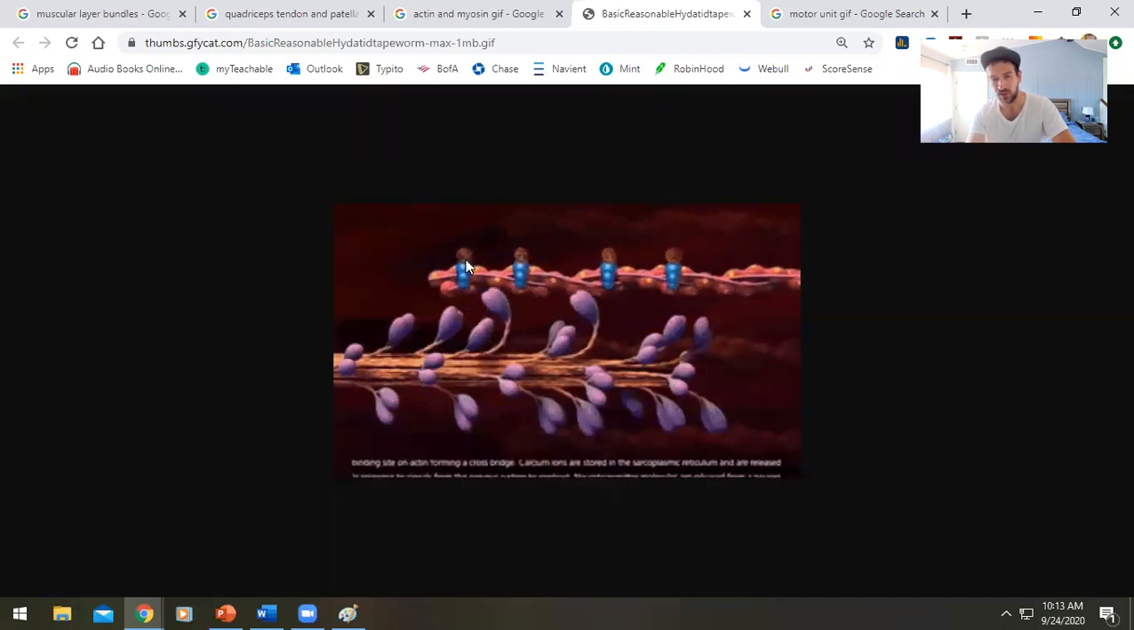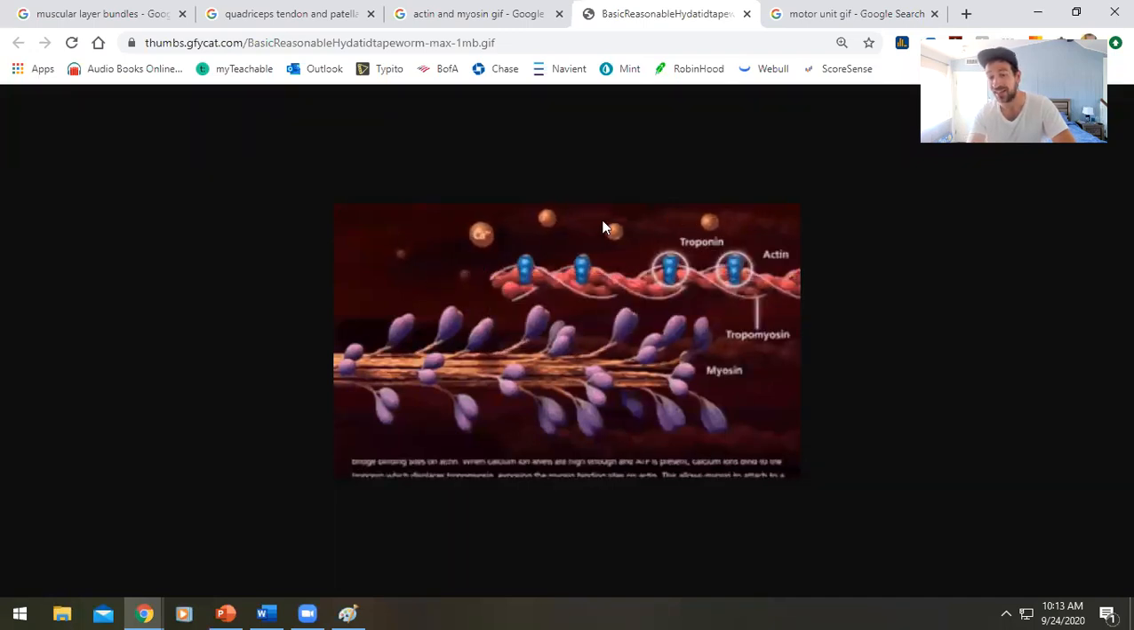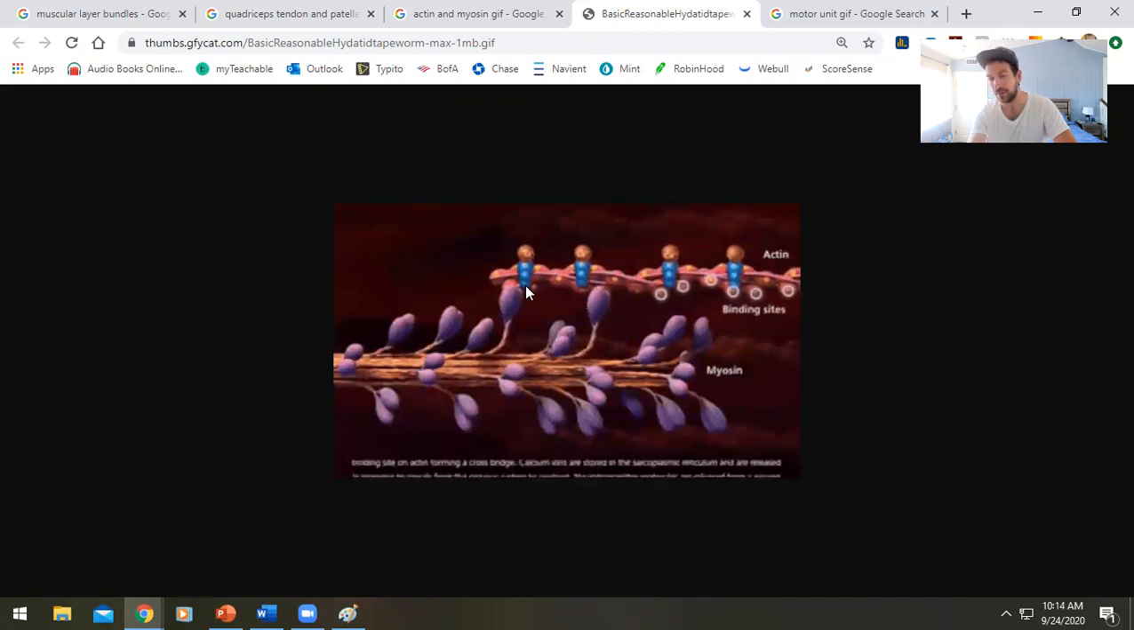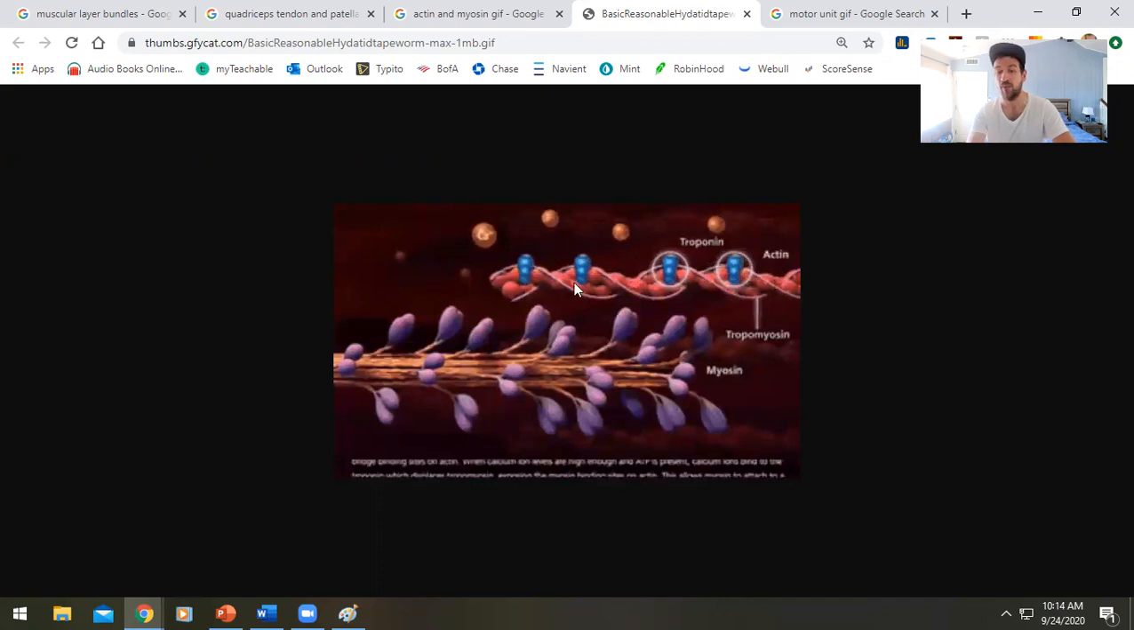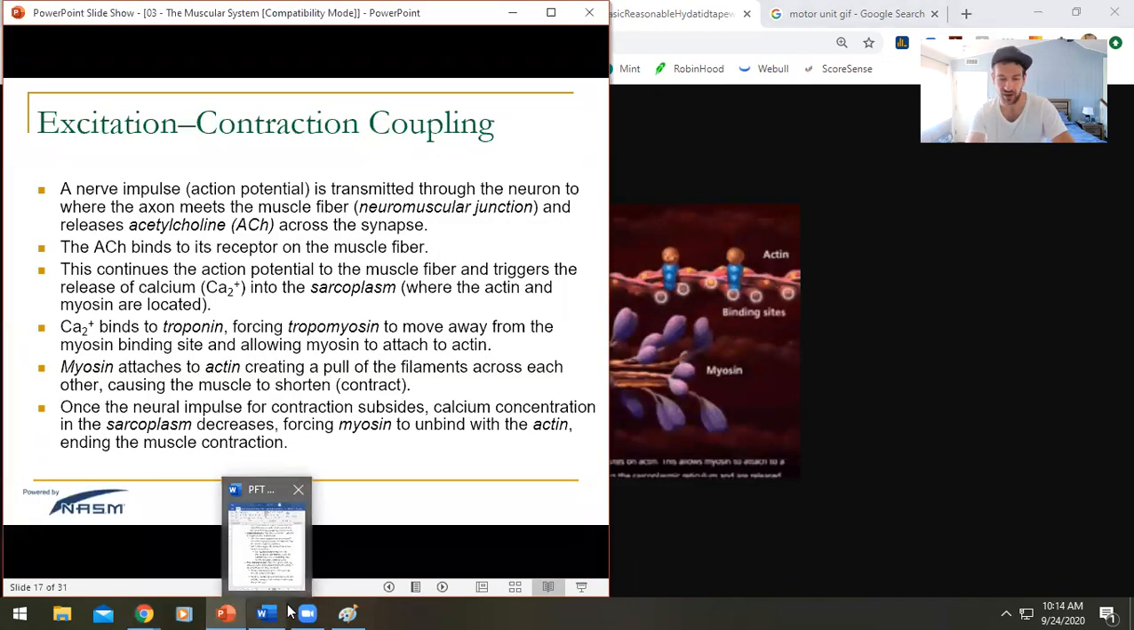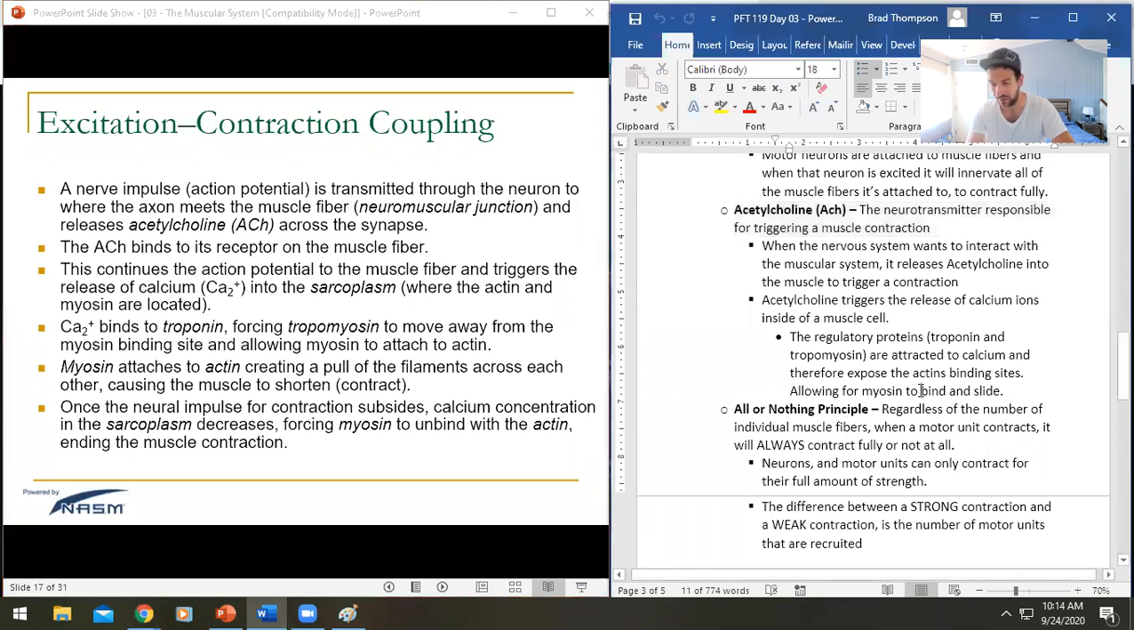Now, here's the thing. You see these 4 little circles right here? That is calcium. So calcium binds to troponin, it moves troponin and tropomyosin out of the way. Now the binding sites are exposed. So myosin reaches up and grabs, and then it is going to slide. And then eventually calcium will detach. That will put the binding sites back into place, and the muscle will relax. And the whole process will start over and over and over again. And that is muscular contraction on a cellular level.